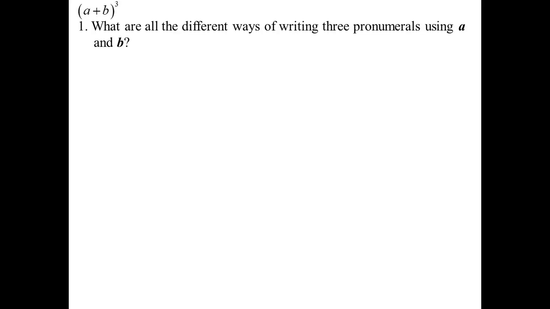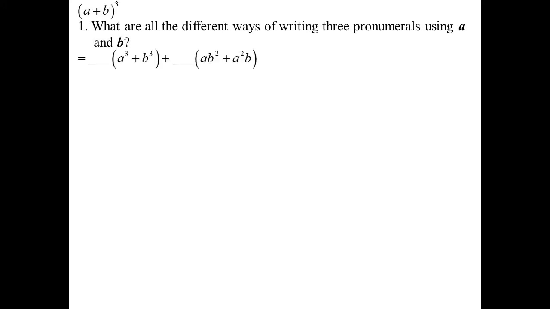Now, (a + b)^3 then. This time I'm going to write 3 pronumerals, because (a + b) times (a + b) times (a + b), I'm going to take one pronumeral out of each. So I'll end up with 3 pronumerals multiplied together. What are all the different things I could have?